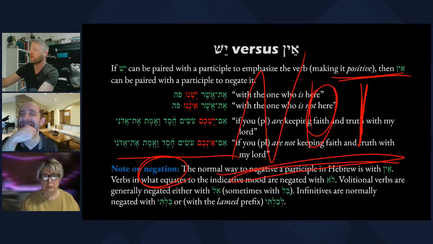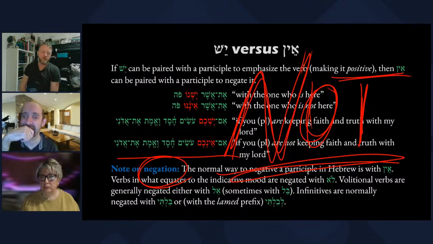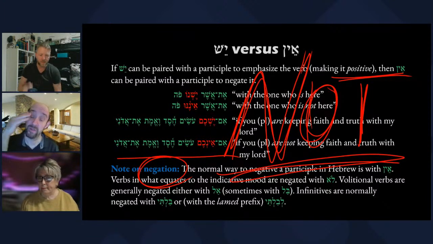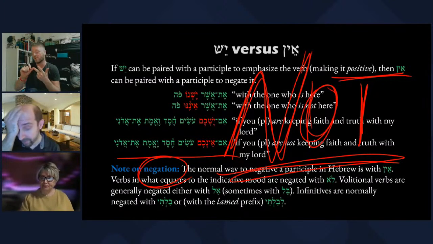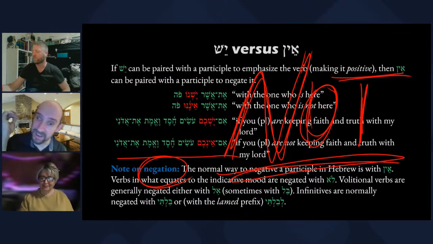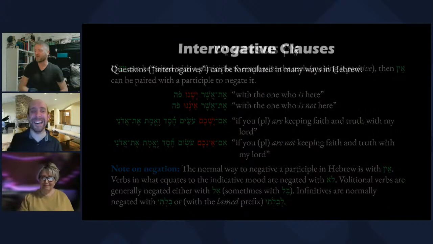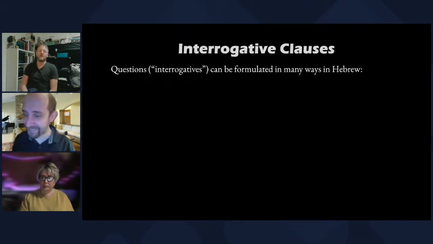Okay, so negation means no or not. When you negate, you say it didn't happen. And so we have three ways to negate. En for participles, lo for indicative, al for jussive. Oh, four ways. I feel like I'm in a horror movie. I'm sorry. I write and write. All right.